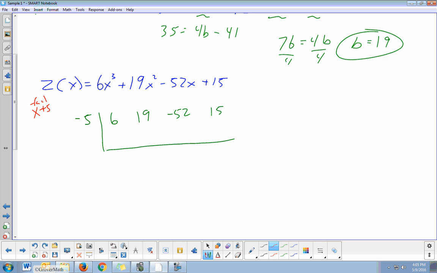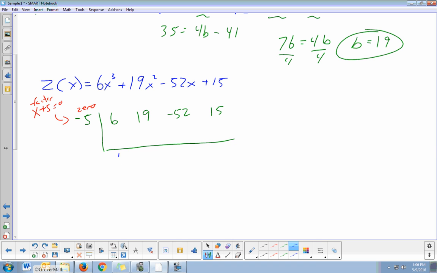That's the difference between a factor and a 0. Because when you set a factor equal to 0 and solve, you get the 0. But synthetic division uses zeros or roots. Long division uses factors. So I could divide this by x plus 5 in long division. But again, synthetic's a little bit quicker.